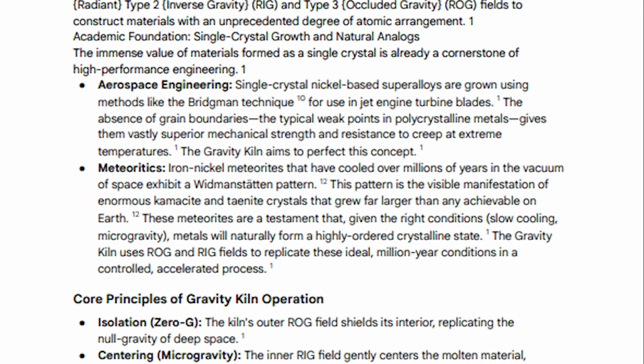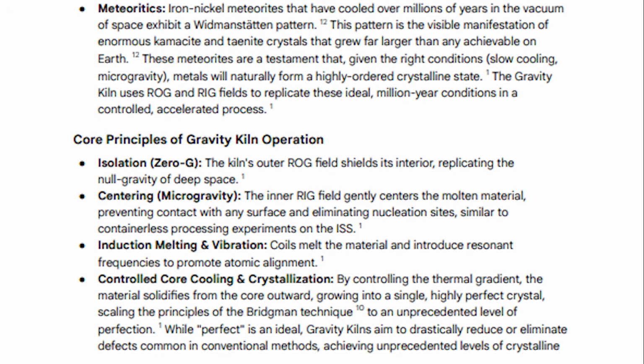Iron-nickel meteorites that have cooled over millions of years in the vacuum of space exhibit a Widmanstätten pattern. This pattern is the visible manifestation of enormous kamacite and taenite crystals that grew far larger than any achievable on Earth. These meteorites are a testament that, given the right conditions, slow cooling, microgravity, metals will naturally form a highly ordered crystalline state. The gravity kiln uses ROG and RIG fields to replicate these ideal million-year conditions in a controlled, accelerated process.